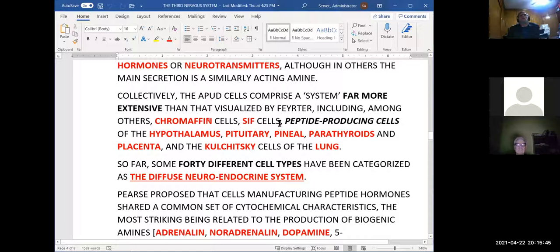Now, I want you to notice that all these are linked together. Look at this: hypothalamus, pituitary, pineal, parathyroid, placenta, and Golgi cells of the lung. So here we have an intercommunication of all of these glands and organs, neurologically here, okay?